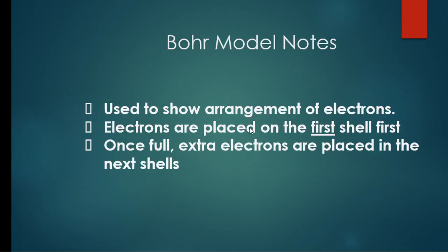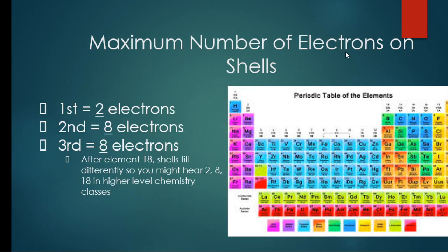Okay, so Bohr models are used to show the arrangement of electrons. Electrons are placed on the first shell first, and then once full, extra electrons are placed in the next shells. We'll go over a little example at the bottom when we practice later. The maximum number of electrons on shells is based on the rows here. The first has 2 electrons, 1 and 2. The second row has 8: 1, 2, 3, 4, 5, 6, 7, 8.